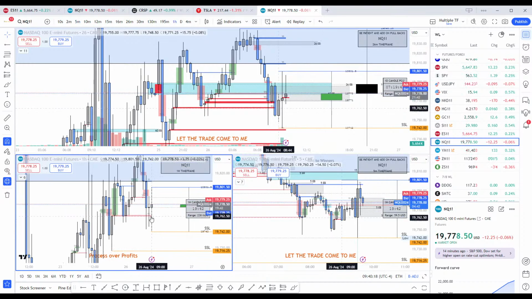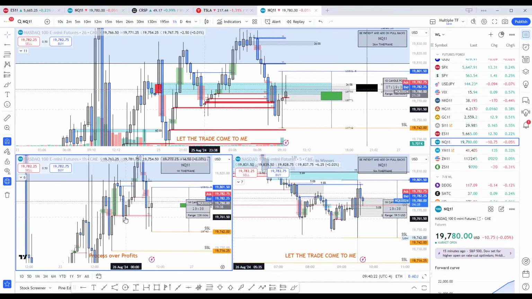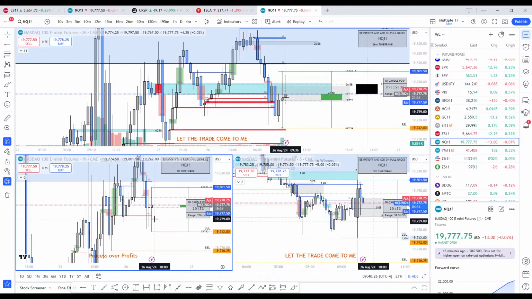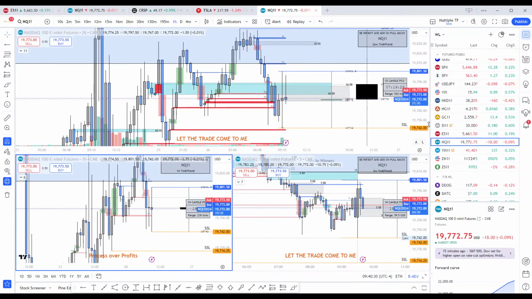Looking at the hourly right now, pretty much as long as we hold up this hourly volume imbalance, we've tested it 1, 2, 3, 4, 5, 6, 7 times. Wouldn't be surprised if it does hold this level up.